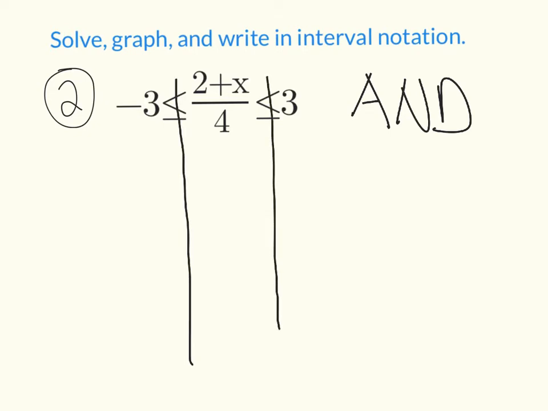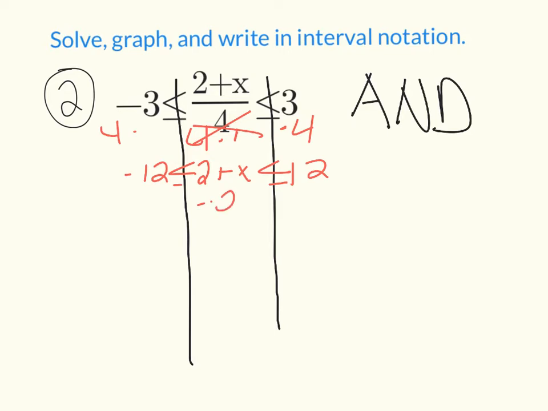So when I do my solving, I'm just going to write this out here. We're multiplying by 4 first. Multiply by 4 first, because then they cross out. So we're left with 2 plus x. 3 times 4 is 12 here. -3 times 4 is -12. I'm going to keep my inequalities the same. And then we're going to subtract 2 from all parts. So it says negative 14 is less than or equal to x is less than or equal to 10.